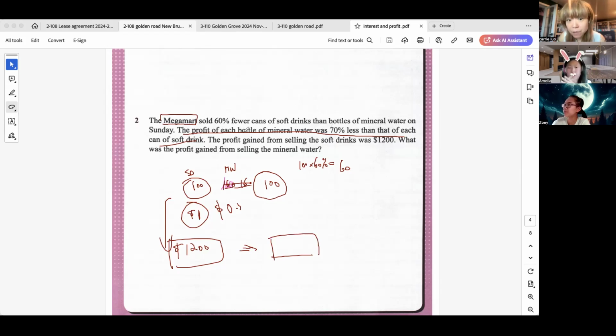The profit of each bottle of mineral water is 70% less than that of each can of the soft drink. Okay, so Amelia, if we're selling the same quantity, the soft drinks make 1,200. So how much can I make from the mineral water?